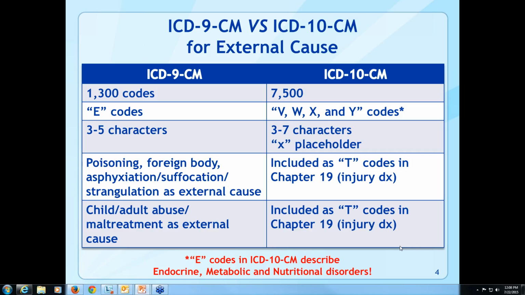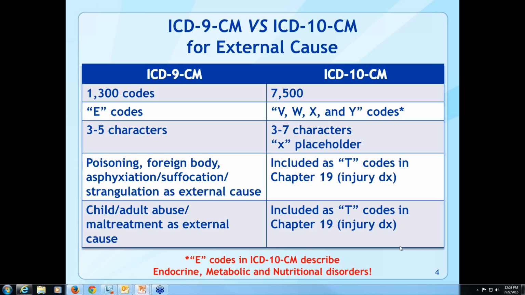In ICD-9-CM, several of the mechanisms of injury, such as poisoning or effects of a foreign body and asphyxiation, were included in the external causes. But in ICD-10-CM, these codes have been moved from the external cause chapter to the injury diagnosis chapter and are found as T codes. I'll be talking about these in more detail a bit later. It's just important to note that there are some things that have traditionally been thought of as external causes that are now being found among the injury diagnoses.